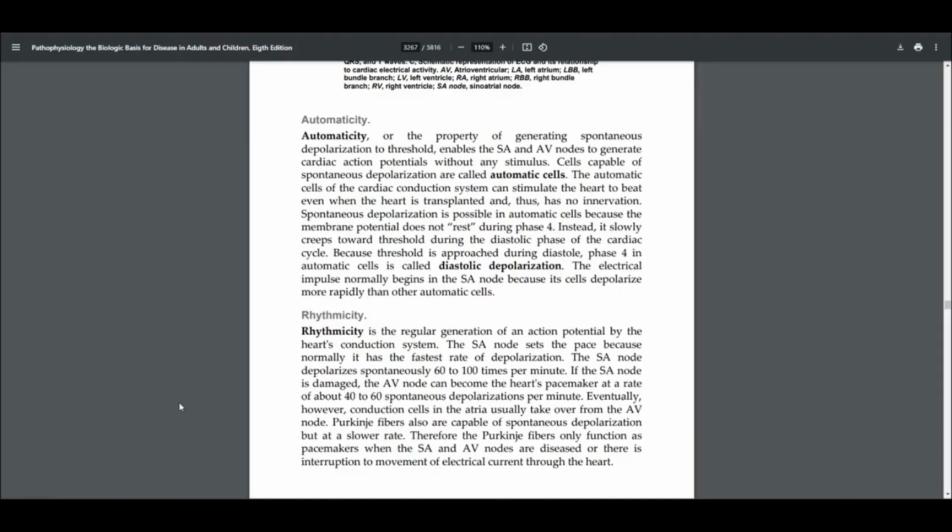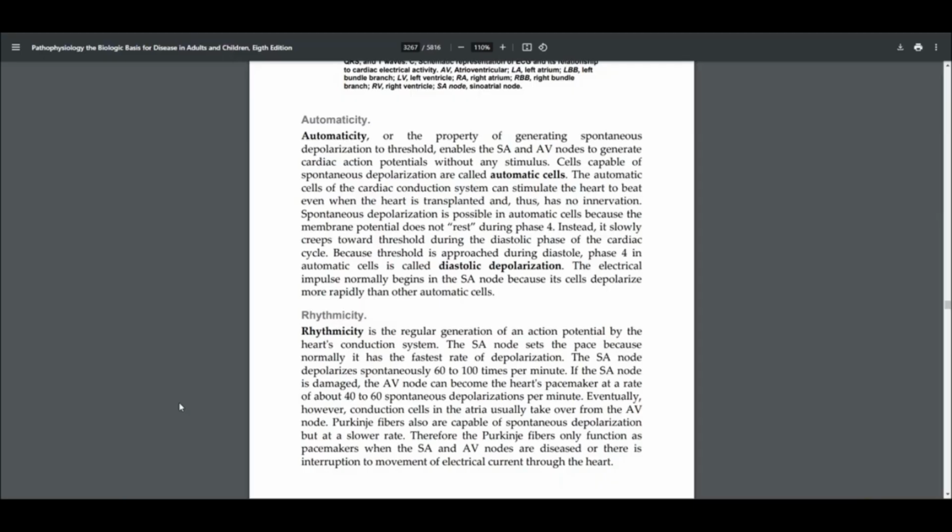If the SA node is damaged, the AV node can become the heart's pacemaker at a rate of between 40 to 60 spontaneous depolarizations per minute. Eventually, however, conduction cells in the atria usually take over from the AV node.